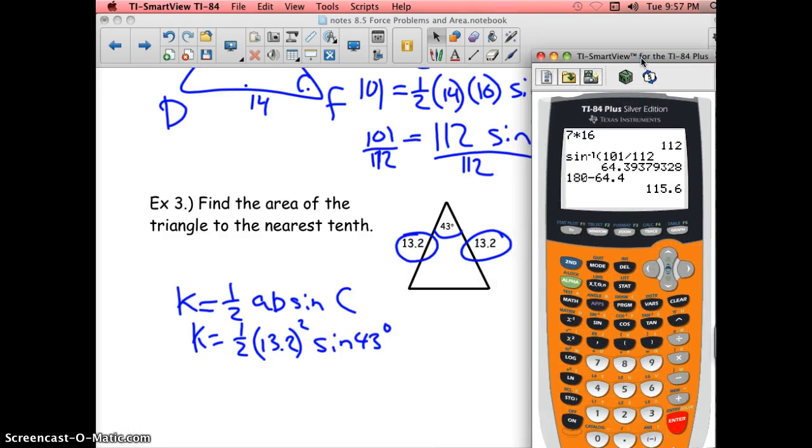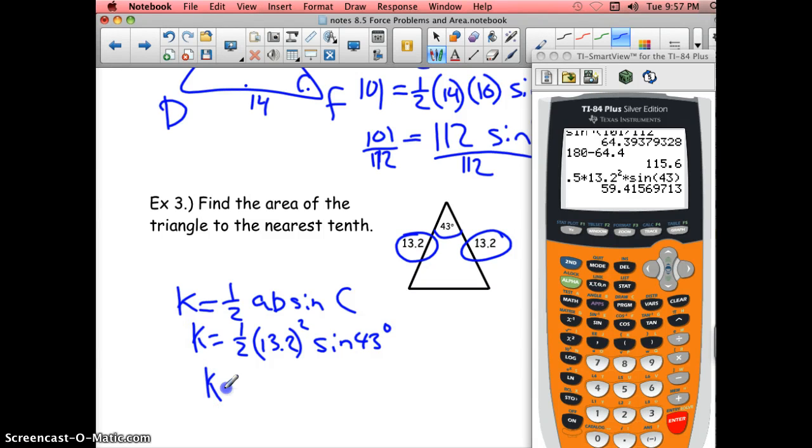I'm not done. I can evaluate that. I'll use 0.5 for a half, and then times 13.2 squared times sine 43. And you don't have to hit the times before you hit sine of 43. If there's no operation there, it will multiply it. All right, so to the nearest tenth, I have 59.4, sorry, is my area.